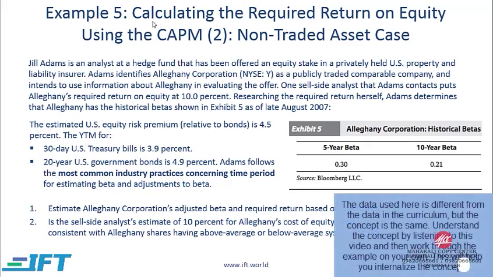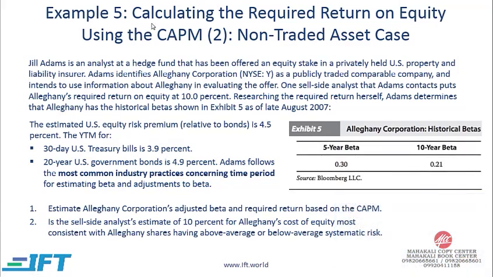Alright, now I want you to read example 5. This is also fairly straightforward, but there are a few items in here that I want to emphasize. So just read this. Now here one point is, you need to calculate the adjusted beta and required return. So the question is whether you use the 5-year beta or the 10-year beta. And as I mentioned earlier, the common industry practice is to use the 5-year beta.